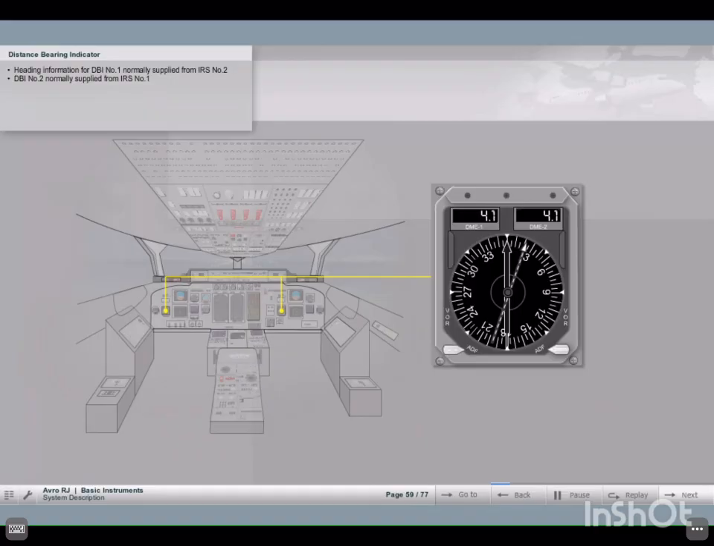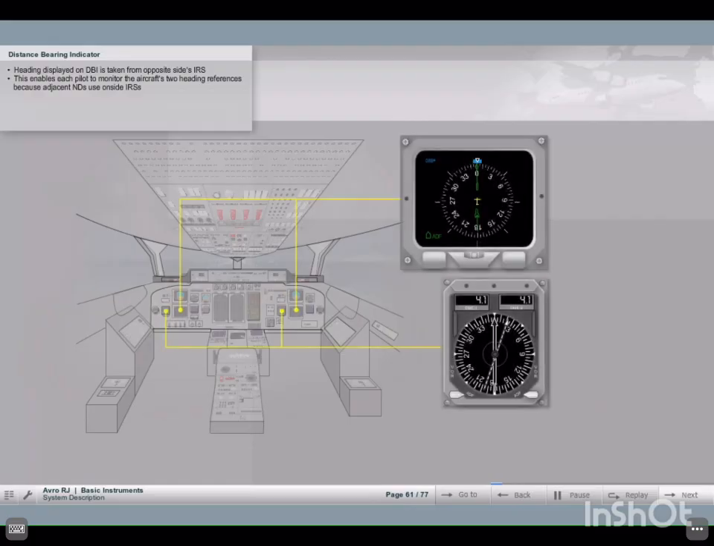The heading information for DBI number 1 is normally supplied from IRS number 2, and DBI number 2 is normally supplied from IRS number 1. The distance bearing indicators contain a 360 degrees compass card to provide heading information. Remember that the heading displayed on the DBI is taken from the opposite side's IRS. This enables each pilot to monitor the aircraft's two heading references because the adjacent NDs use on-side IRSs.